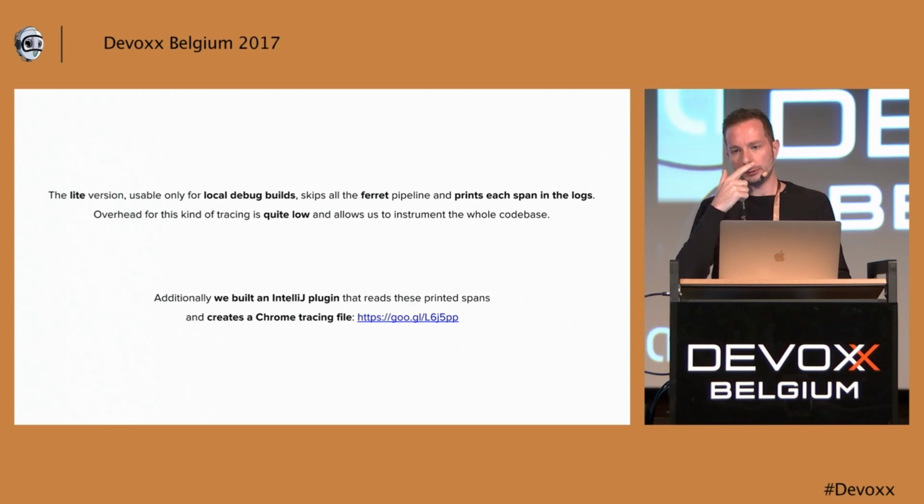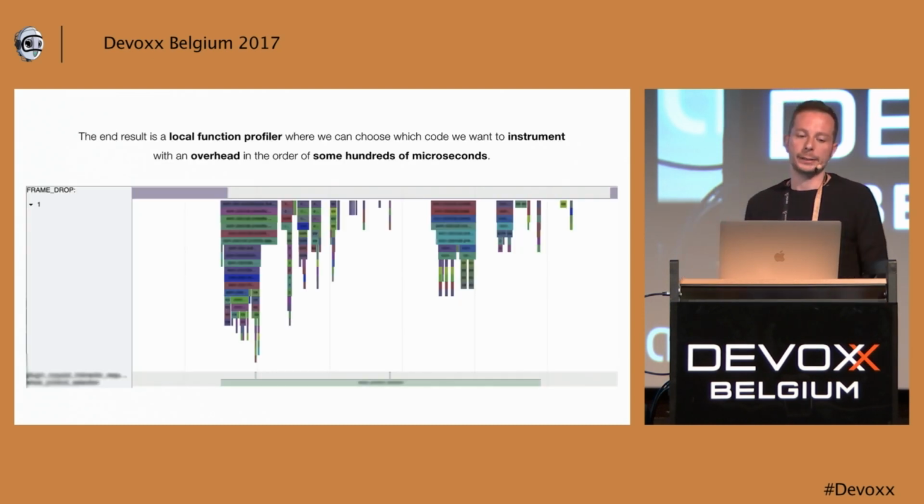So additionally, we wanted to make this very easy to use. So we built an IntelliJ plugin that reads all this printed span and then creates a Chrome tracing file. That is basically the same interface of size trace. So what you have at the end is a local function profiler where you can see all the functions being called here. You can also see the stack trace, basically how it evolves over time.